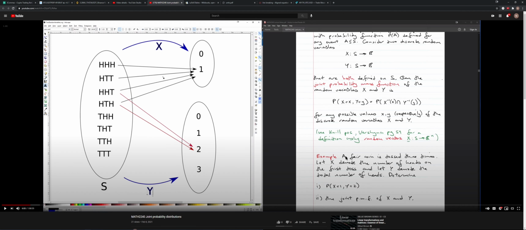Okay, so let's consider this example that we did last week. We had a fair coin that we're going to toss 3 times. You're going to have 8 possible outcomes in your sample space, and that would be these 8 outcomes over here in the sample space S. In this example, we had 2 random variables defined on this sample space. One is X, the number of heads on the first toss, and the second one was Y, the total number of heads.